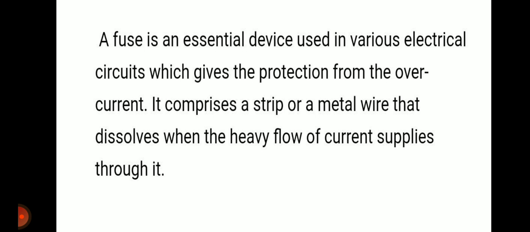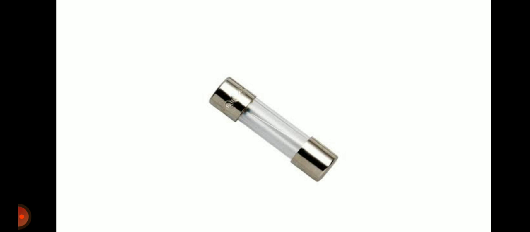An electrical fuse mainly consists of a strip of metal wire. It melts when a heavy flow of current flows through it. This is the picture of a fuse. Inside this fuse there will be a wire. This wire is made of zinc, copper, aluminum, and so on. When heavy current flows through it, it will get burned out, thus protecting the electrical circuit from overheating in the effects of overcurrent.